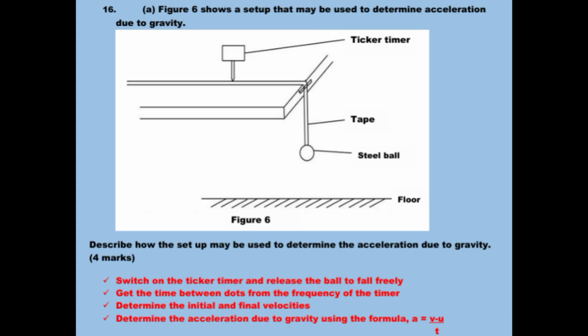Then determine the initial and the final velocities, the normal way we determine them using the ticker timer, and then determine the acceleration due to gravity using the formula. Acceleration is final velocity minus the initial velocity divided by the time. That is the normal way we determine the acceleration, but of course this one will be due to gravity since the ball is accelerated by gravity. Let's go to part B.